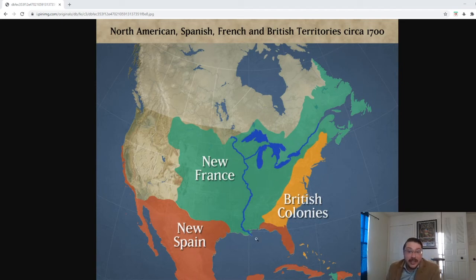So basically, the French, they just had the Mississippi and most of its drainage basin, as well as the St. Lawrence River. The British, they wound up getting this land to the east of the Appalachians and to the coast and north of Florida.